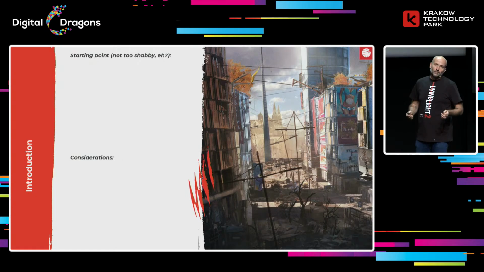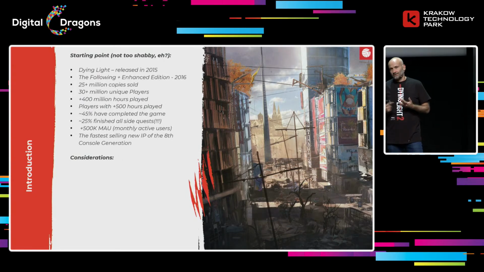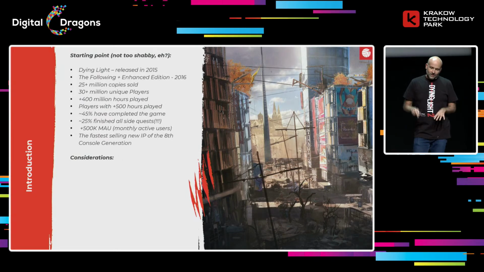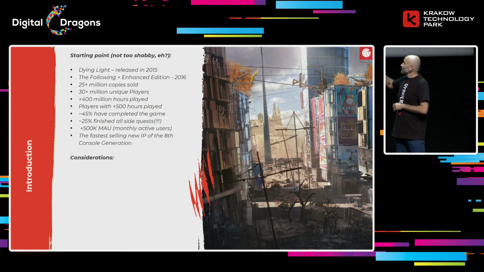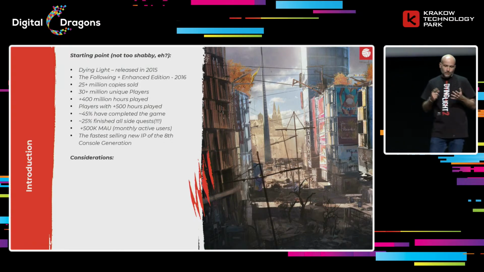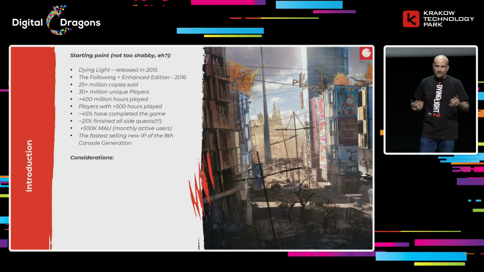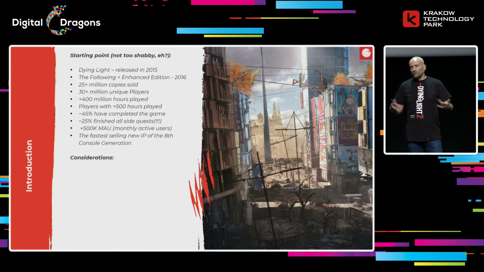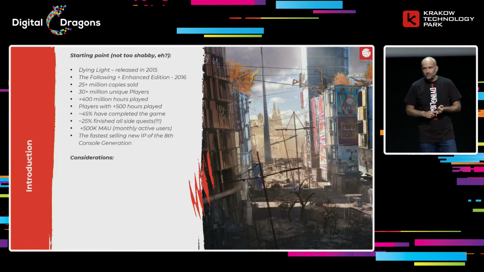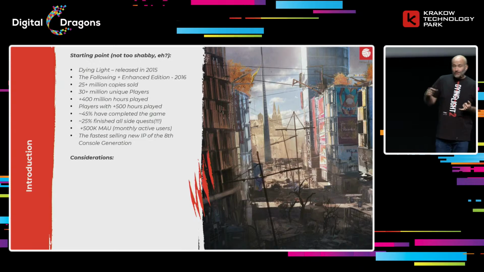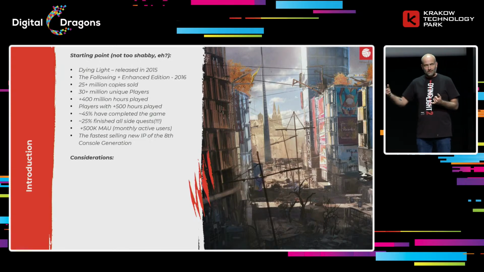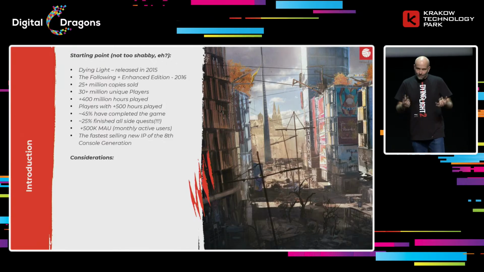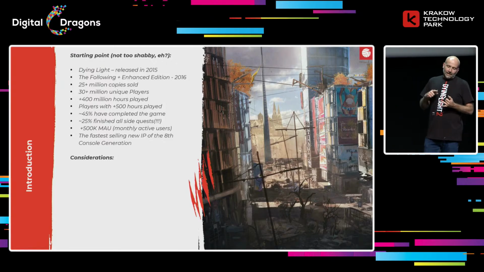So, the starting point for the production was the success of Dying Light 1. Just to go through it quickly, you see the numbers, so I will not read everything, but the important thing is it was extremely successful. It was very successful when we were starting the development of Dying Light 2 Stay Human, because when we did that, the game still had 500,000 players, monthly active users.